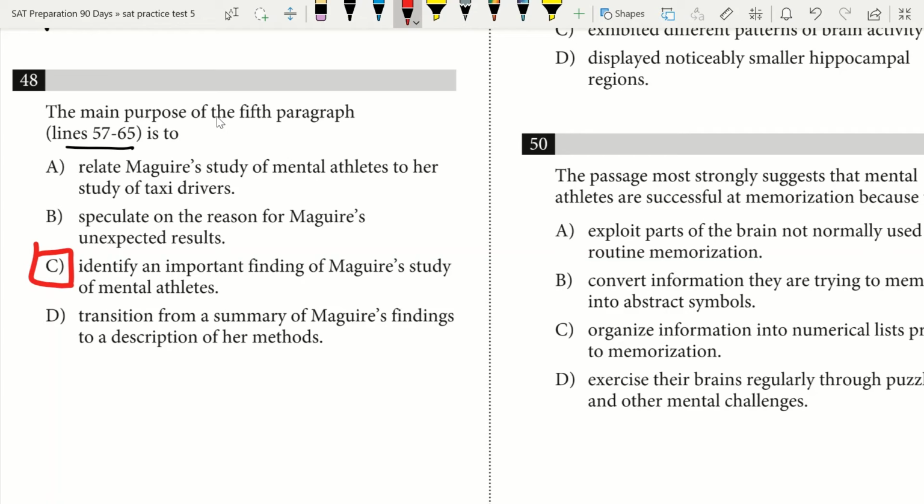If we look at options A, B, and D, let's discuss why they are wrong real quick. A, relate McGuire's study of mental athletes to her study of taxi drivers. We do not do that there. B, speculate on the reason for the unexpected results. We don't speculate on that reason, we just introduce those unexpected results. D, transitioning from a summary of findings to a description of her methods. We're not describing her methods. So the correct answer there is going to be C.